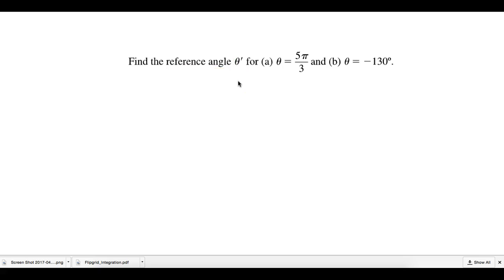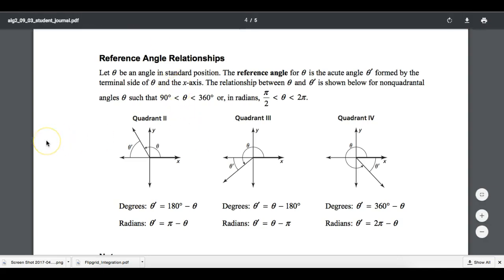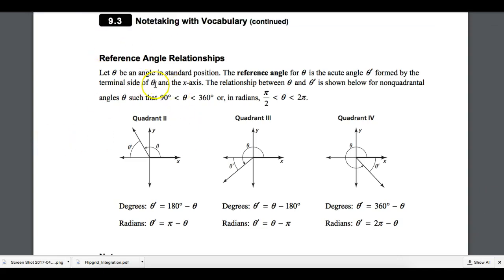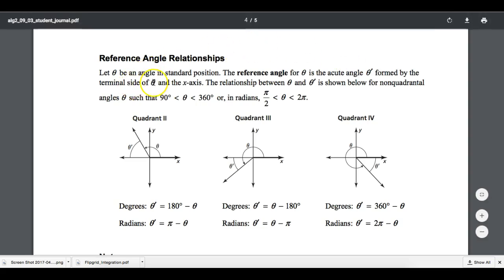So before we do this, let's go back to the journal and look at the definition of a reference angle. If we've got an angle in standard position, the reference angle is the acute angle formed by the terminal side of theta and the x-axis. Acute means less than 90. So let's look at some examples here.